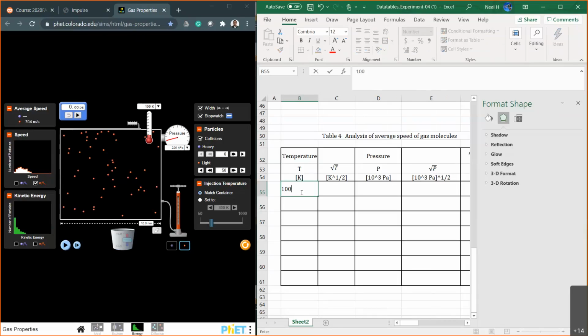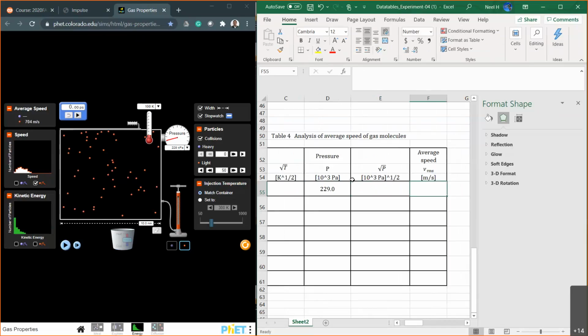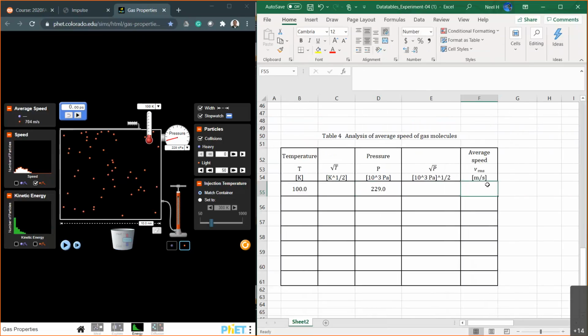Temperature is 100, and the square root of temperature we can calculate later. Pressure is about 229, and the square root of pressure we can calculate later, and average speed, which is 704. This calculation we can do later, okay? And then we'll proceed. It's the same thing technically, okay?